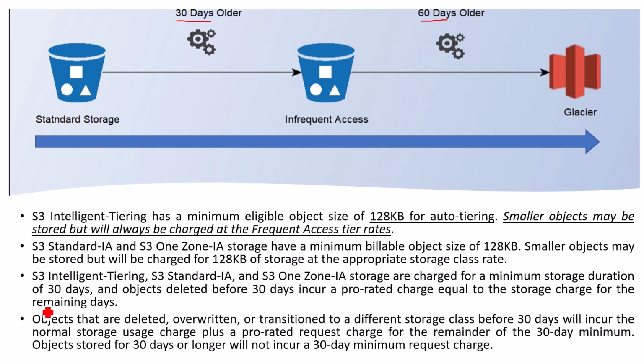Now something more about S3 Intelligent-Tiering: the size is 128 KB for auto-tiering. A smaller object may be stored but will always be charged at the frequent access tier rate. Intelligent-Tiering is a kind of algorithm running on the basis of the access pattern, and an automatic job decides which storage an object needs to be moved from and to. I suggest you get better clarity on S3 Intelligent-Tiering, because a question related to this might come in the exam.